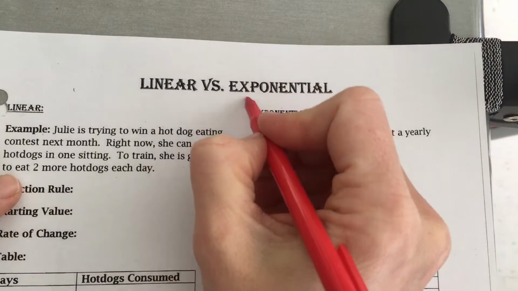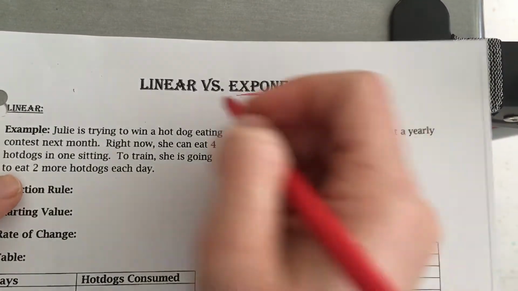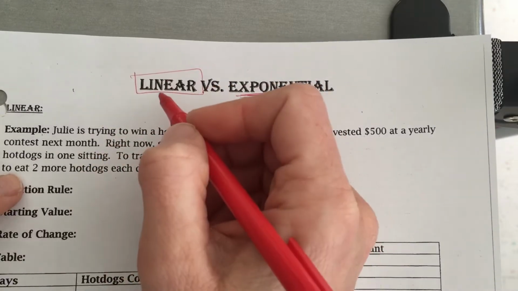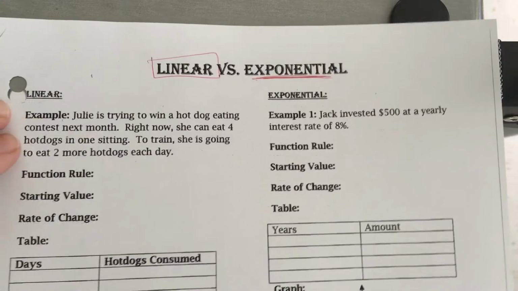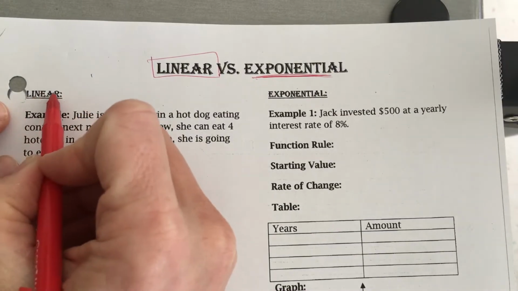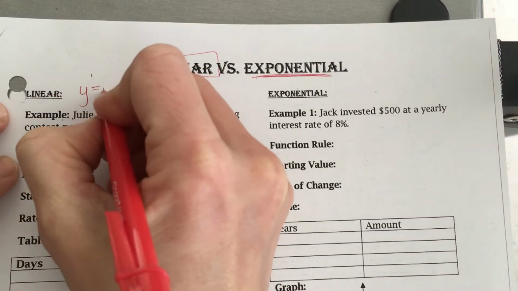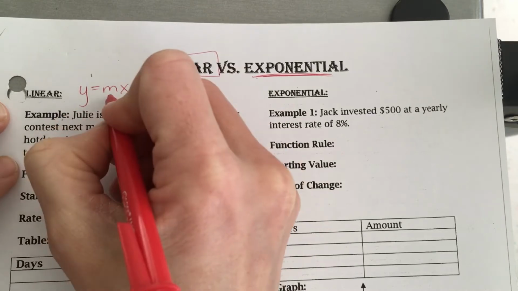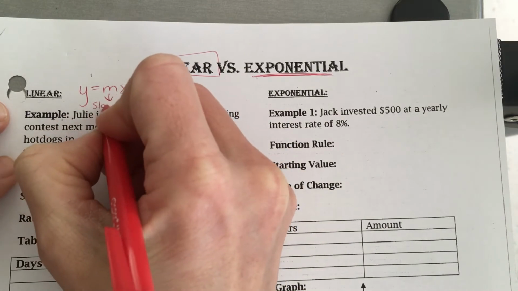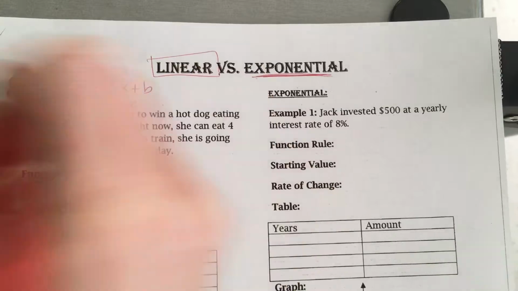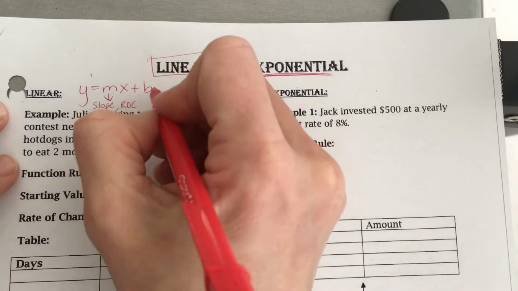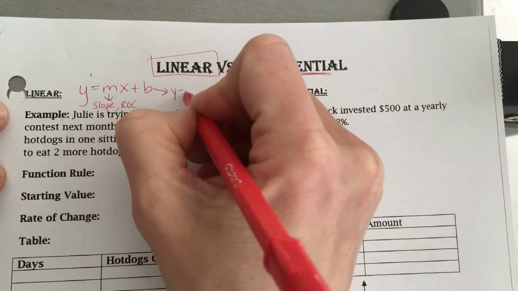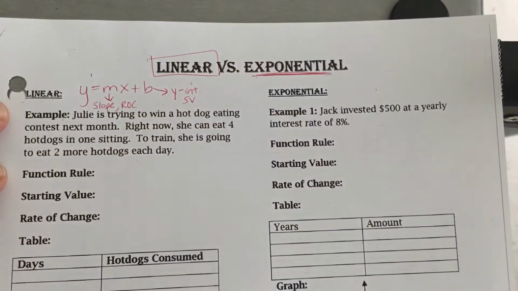In this next unit, we'll be learning about exponential functions. We've already learned about linear functions, so let's look at some real-world examples to see the differences between the two. You know that the equation for a linear function is y equals mx plus b, where m is your slope, or also called your rate of change, and you should be writing all this down. B is your y-intercept, or your starting value.